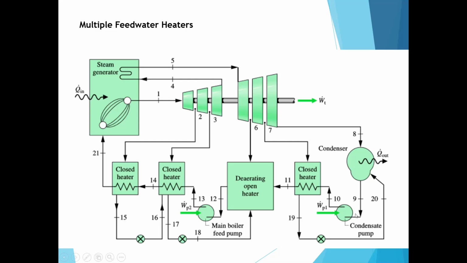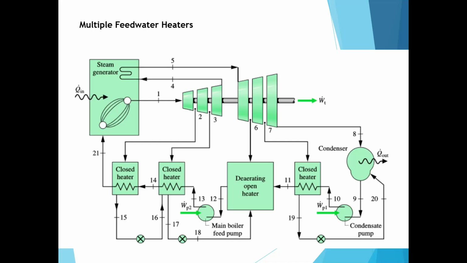Then pump 1 goes to the first closed feed water heater, then the open feed water heater, then pumping again, back to two more closed feed water heaters, right? So this is how a system normally looks, right? But it can get even more complex.